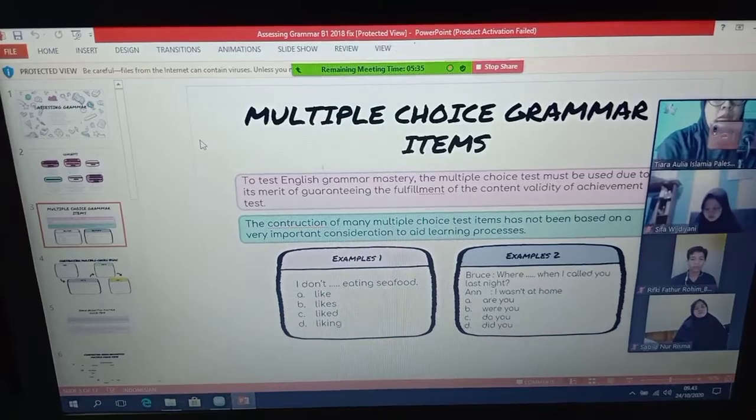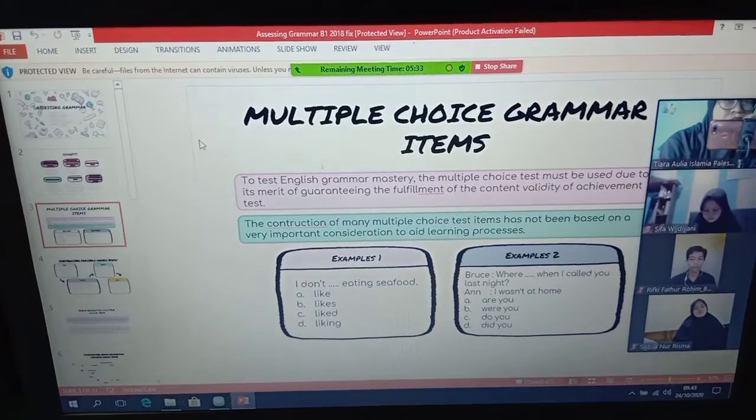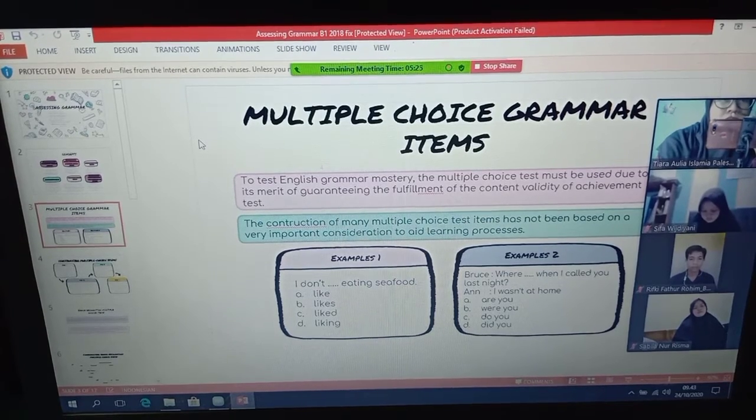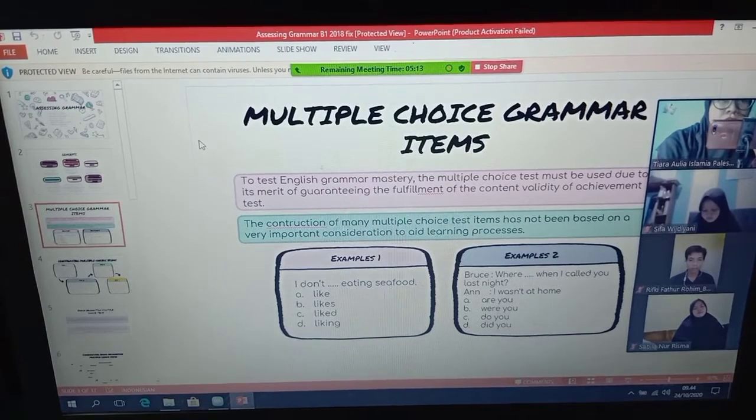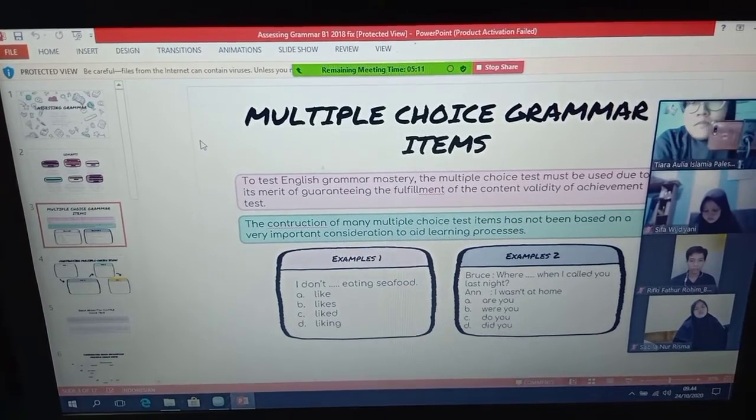Dan contohnya, I don't blah blah eating seafood. It means, menurut saya jawabannya A, ya kan? Kalau nomor 2, where blah blah blah when I called you last night. Jawabannya B, where you and wasn't at home. Maybe that's all for me.